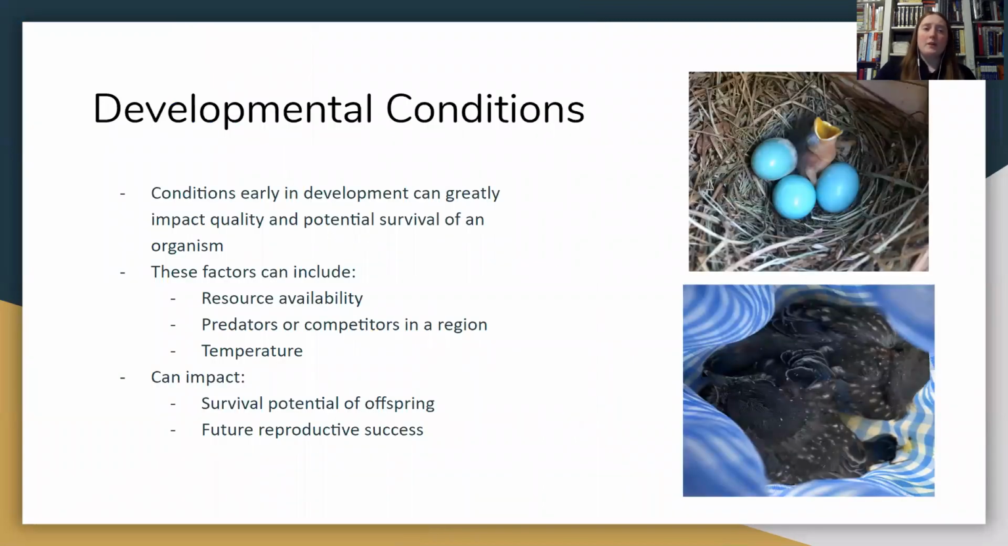So a little bit of background information on why it's important to understand the factors driving settlement patterns. The conditions that are present early in development can greatly impact quality and potential survival of an organism. These conditions can be things like food or resource availability, presence of predators or competitors in a region, and temperature, and they can affect different morphological, behavioral, or physiological aspects of an organism, which can then impact its potential survival as well as its potential future reproductive success.